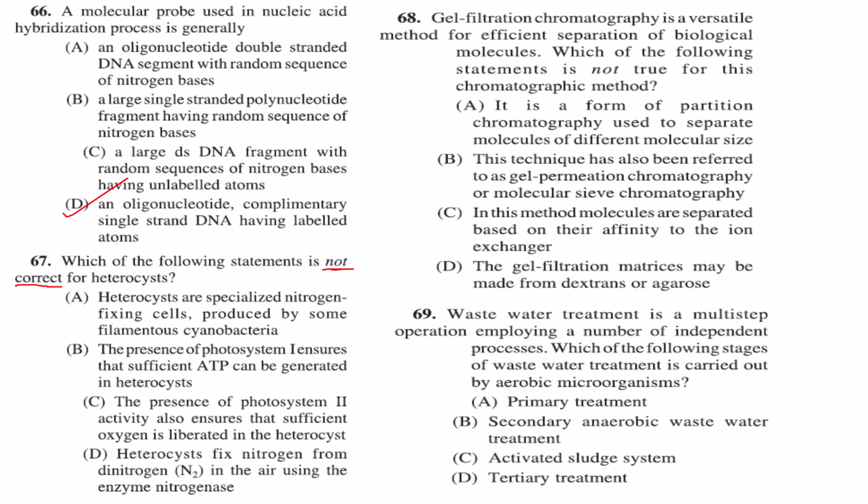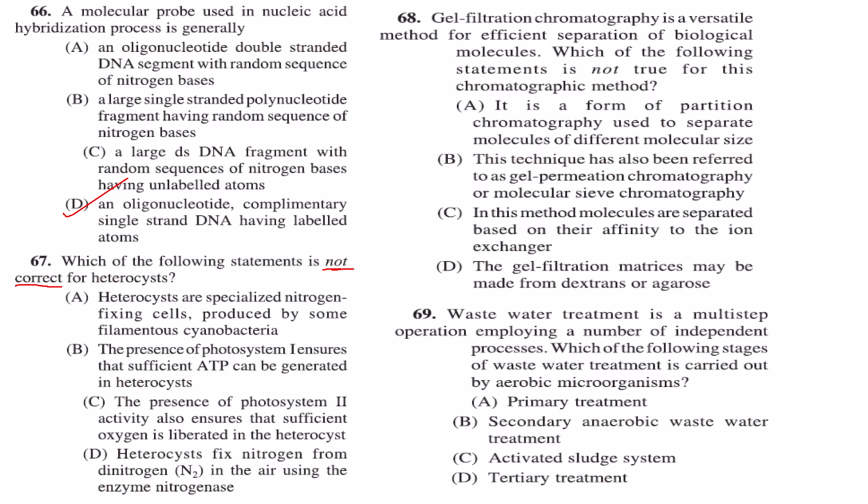So they don't have photosystem 2, which produces oxygen during photosynthesis. So now read the statement. Heterocysts are specialized nitrogen fixing cells produced by some filamentous bacteria. That is correct. They have asked for the not correct statement. The presence of photosystem 1 ensures that sufficient ATP can be generated in heterocyst.